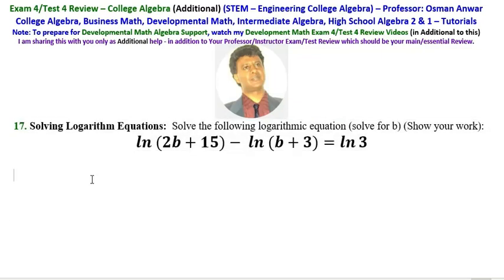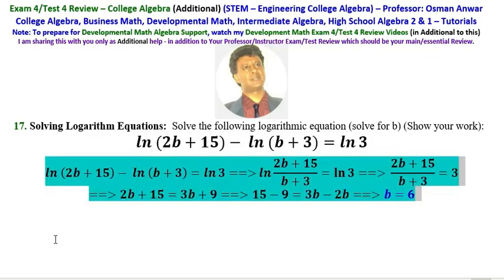Number 17 is solve logarithm equation. Solve the following logarithm equation. We're going to solve for b, and that is ln(2b + 15) minus ln(b + 3) equals ln 3. So this is ln(2b + 15) minus ln(b + 3) equals ln 3.